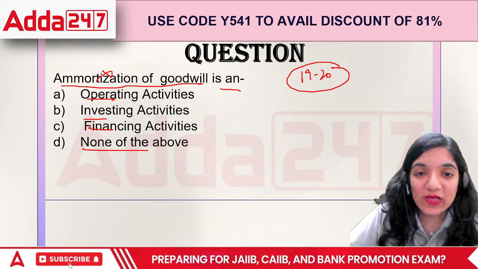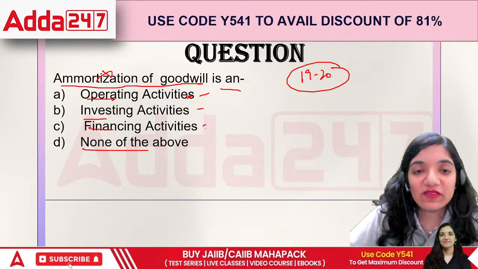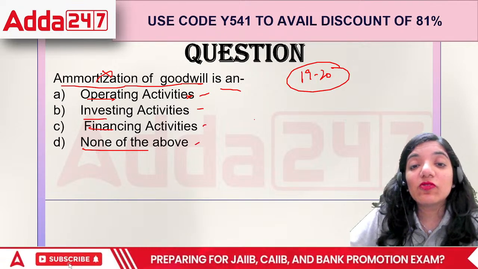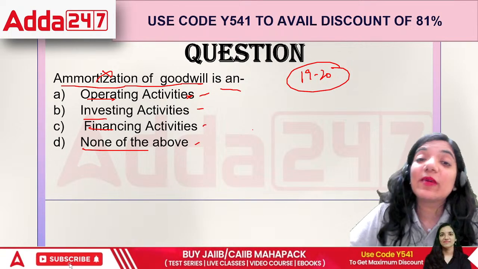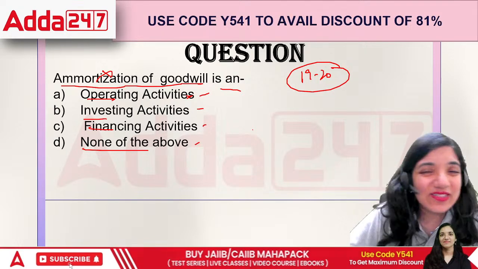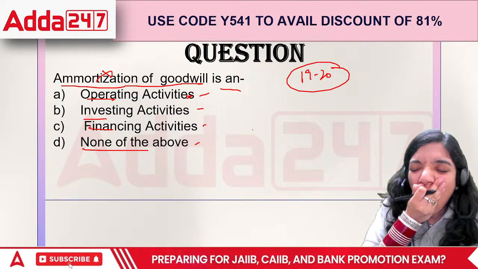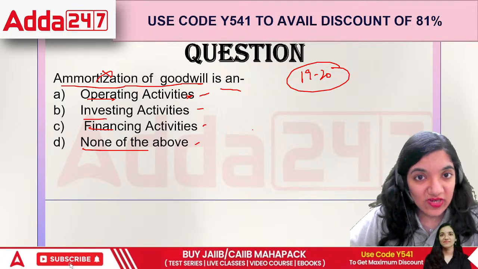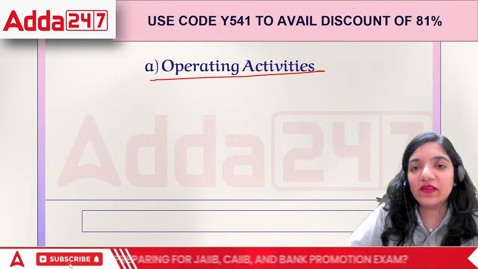In terms of amortization, it can be stated as something where: is it operating, investing, financing, or none? If we talk about amortization, that is where the goodwill is being reduced or depreciated. It's not something that is investing or financing, because it's something that happens on a day to day basis, right? If it happens on a day to day basis, this is an operating activity.